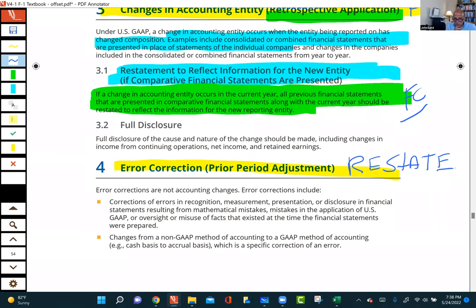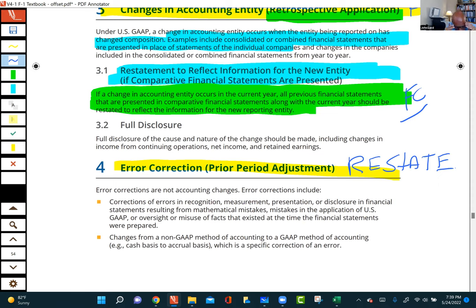So you'll probably see in your task-based simulation homework for F1 a problem where they're going to ask you how to handle the different things. If it's a change in accounting estimate, it is handled prospectively. If it's a change in accounting principle, it's going to be retrospective. If it's a change in accounting entity, it's going to be retrospective. But if it's an error correction, it's called a restatement. Meanwhile, for the last three, the process is exactly the same. Can they be any more annoying than this, FASB?